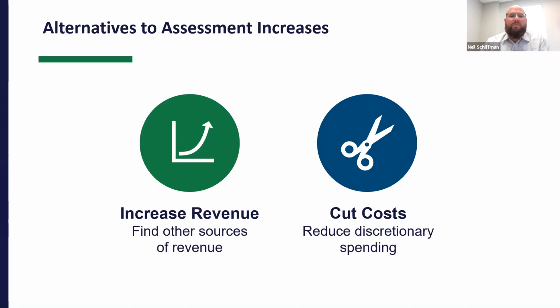So if an increase in assessments is unappealing, two financially sound options are find other sources of revenue, as we discussed earlier, or cut costs by reducing discretionary spending. For example, newsletters are critical to engaging residents. We understand that. Building a sense of community, keeping them informed about their community's operations, very, very vital to have a newsletter to give owners an update on what's going on in the community.